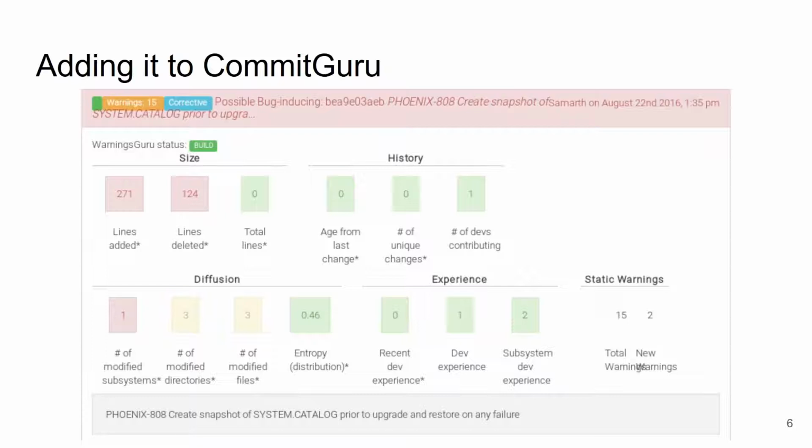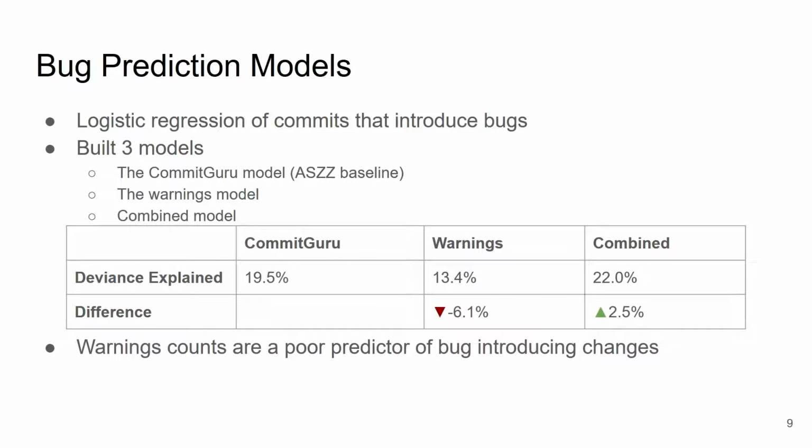CommitGuru is a tool that implements the ASZZ bug prediction algorithm to do statistical bug prediction, and it uses different measures of the code to build up a prediction model. Going with the bug prediction model, we tried to determine whether or not warnings were a good predictor of bugs.